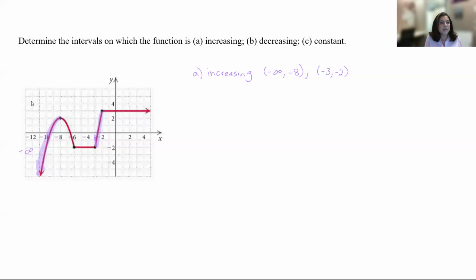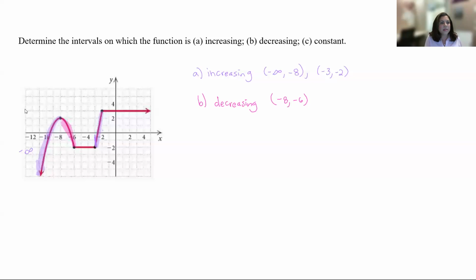So now let's see, when is the graph decreasing? Looks like I have one interval here. And so if I'm going to go ahead and write that, we say that the function is decreasing. Let's see, it starts at x equals -8, and it keeps decreasing until x equals -6 from left to right.